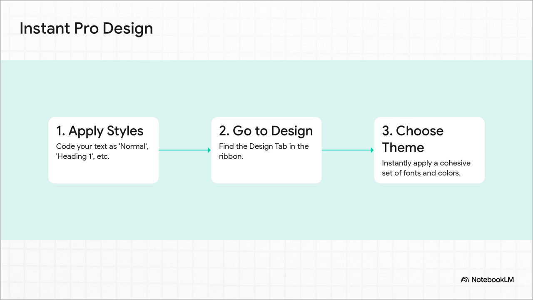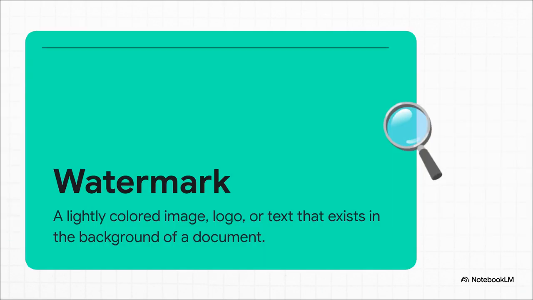Because we did the hard work earlier by coding our text with styles, we can now do something amazing. We go to the Design tab, we pick a theme, and with one single click, the entire document gets a set of beautiful, cohesive fonts and colors. No more formatting every heading by hand. It's magic.